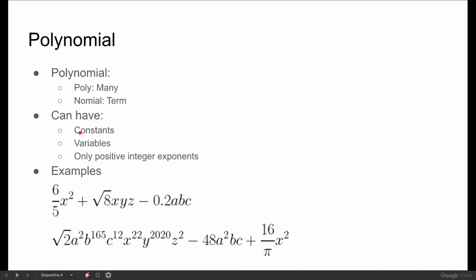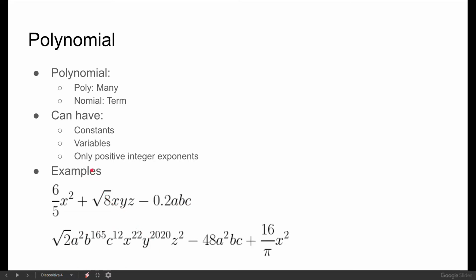Each term can have constants. A constant is just any real number. It could be 6 over 5, the square root of 8, 0.2, even something as crazy as 16 over pi. This is a number. So constants are just the numbers in the terms. The variables, in here the variables are x, here there are x, y, and z, a, b, c, and you could have as many as you want.